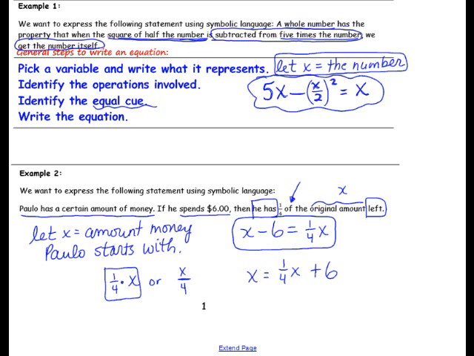If you were thinking that those are equivalent equations, you are correct. You could start with a fourth of the amount he has and then add 6, and that would give you the total that Paulo started with. So either one of those equations would actually be correct.